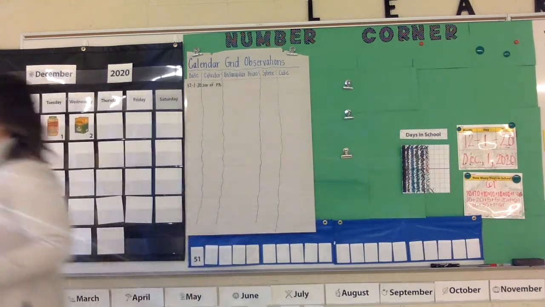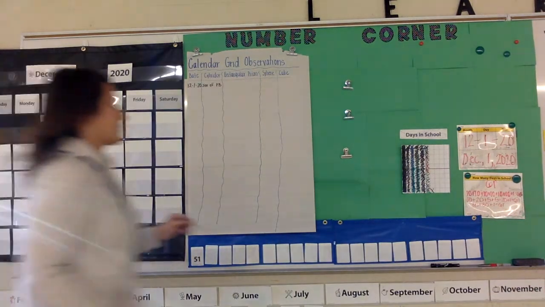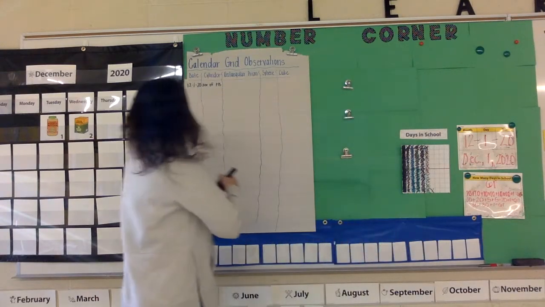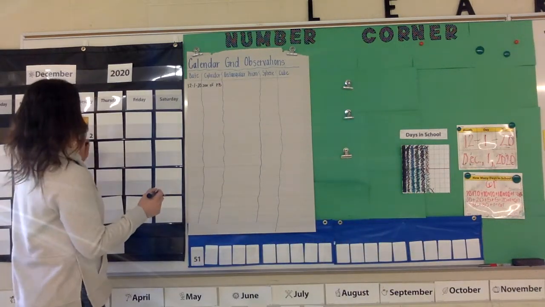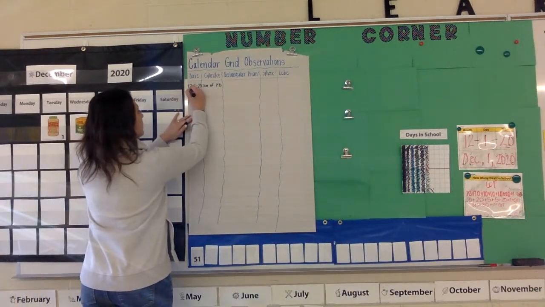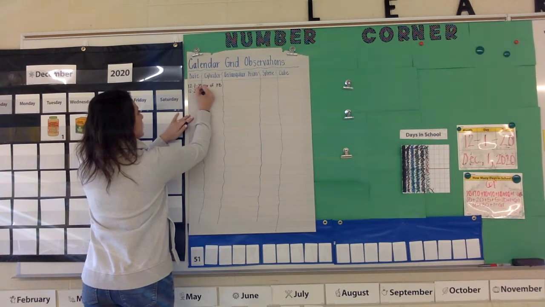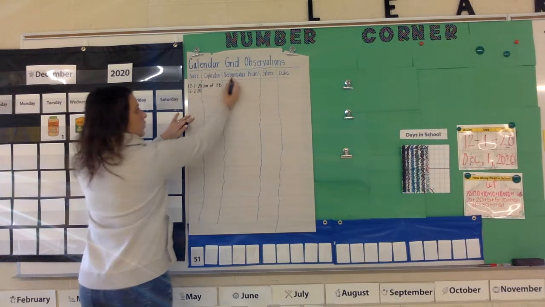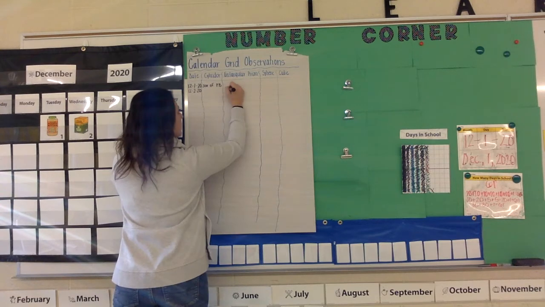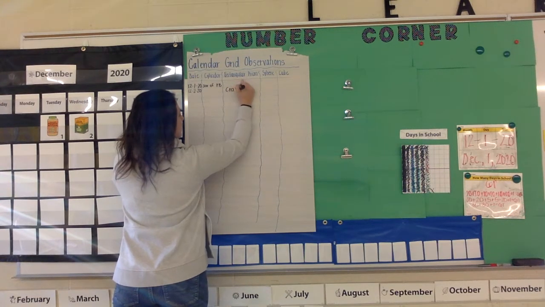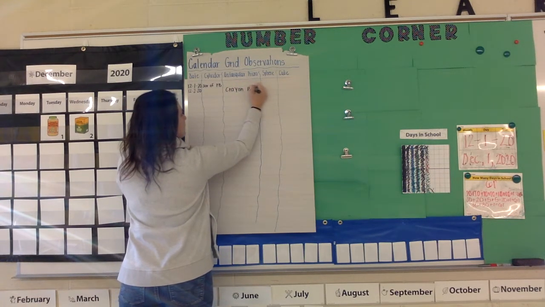Rectangular prism. So I'm going to use my marker and I'm going to put today's date, which is Wednesday, December 2nd. So 12-2-20. Now we're going to go under the rectangular prism and put crayon box.